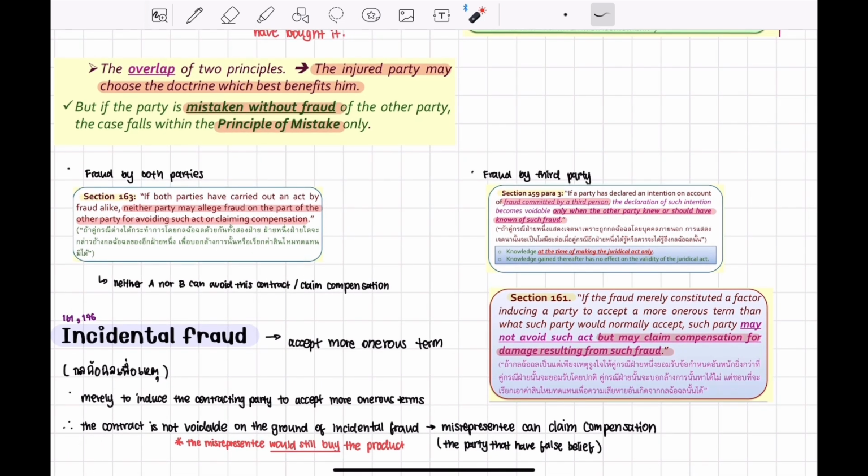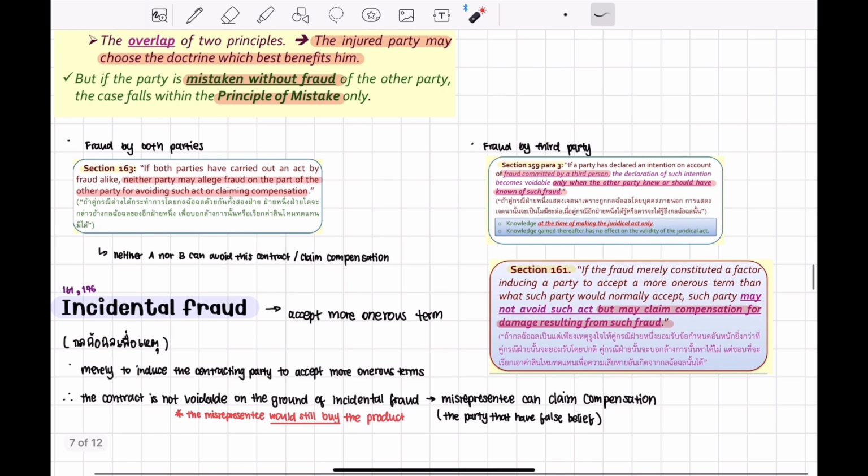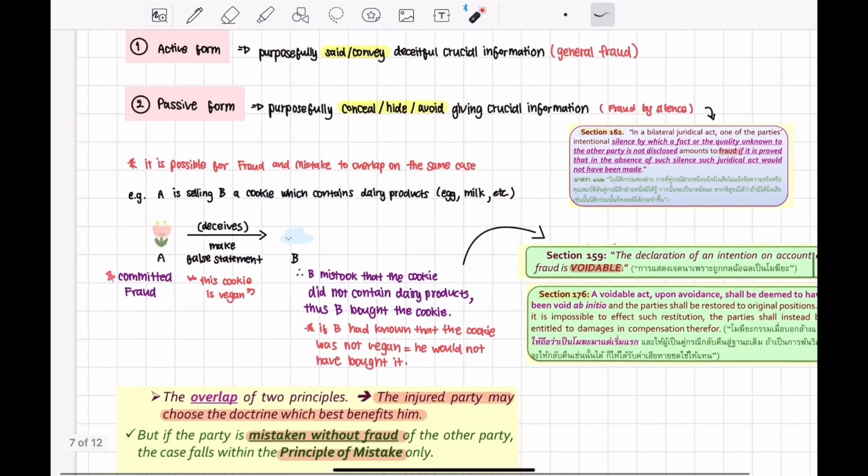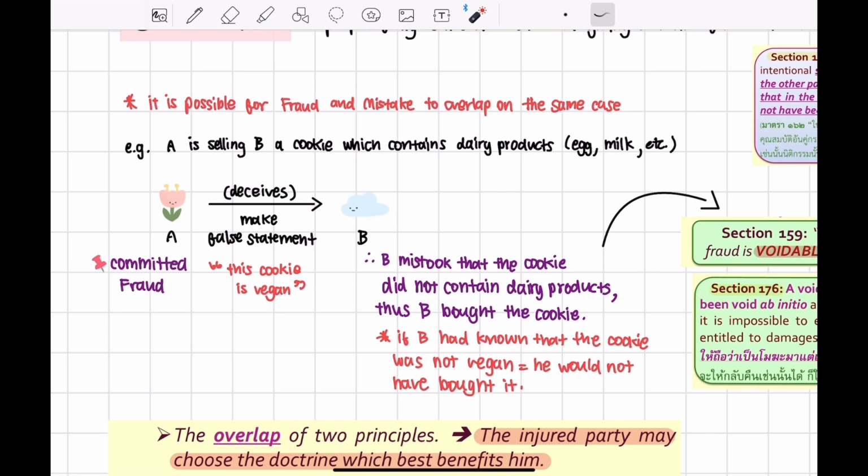And fraud by a third party is that if a party declares his intention on the account that he heard some deceitful saying from a third person, the declaration of such intention will become voidable only when the contracting party knew or should have known of such fraud.